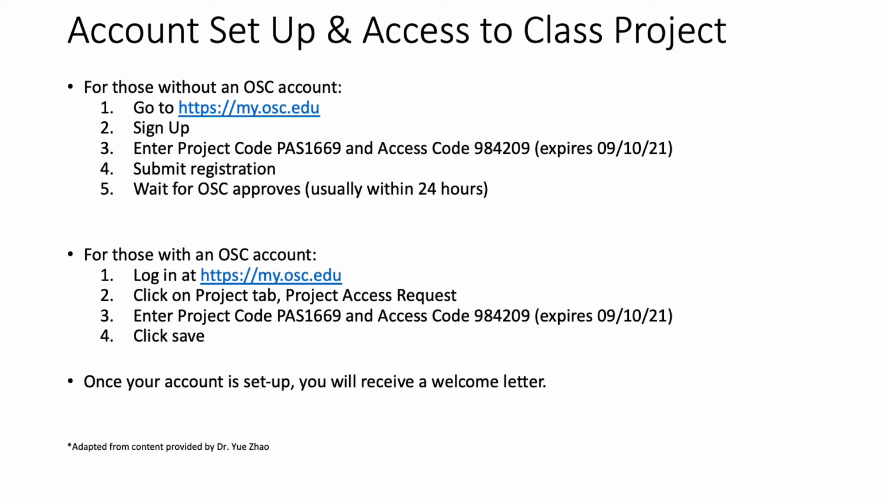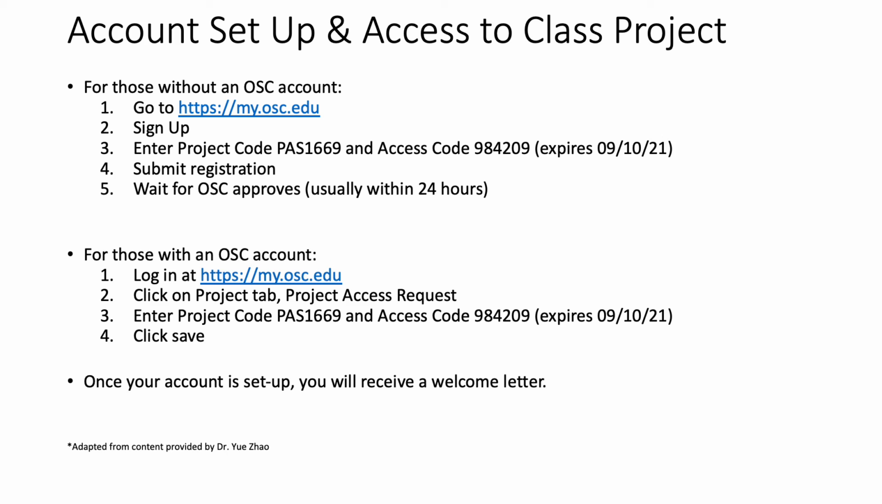In this slide, we'll go over the instructions to set up an account at OSC. For those of you who don't have an OSC account, simply go to my.osc.edu, click on the sign up button. You fill out all the required information, and on the bottom right of the page, you enter the project code and the access code. This access code expires on September 10th, so you need to set up your account before that. Once you submit your registration, you typically wait 24 hours to get an approval.